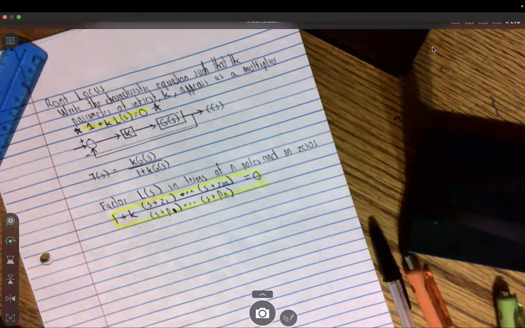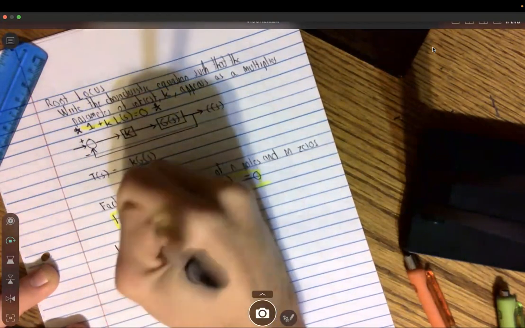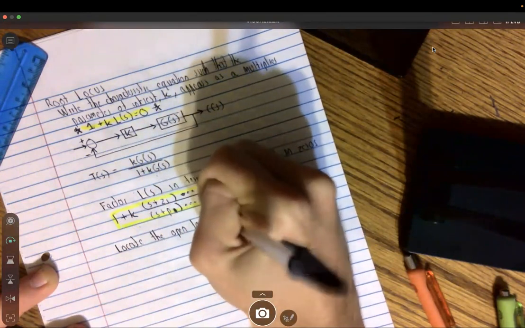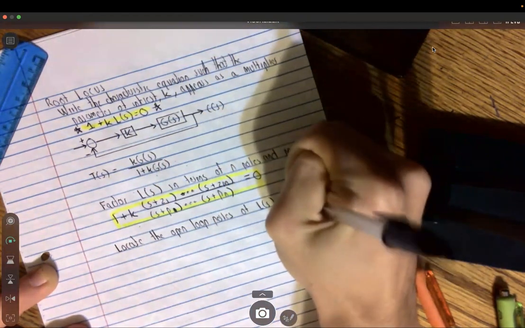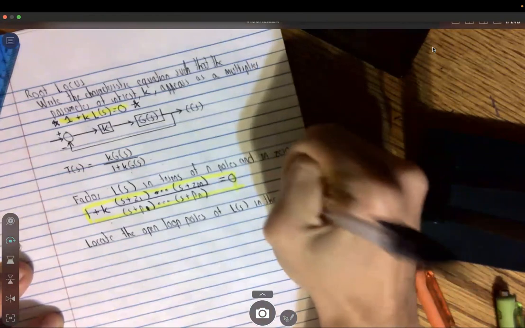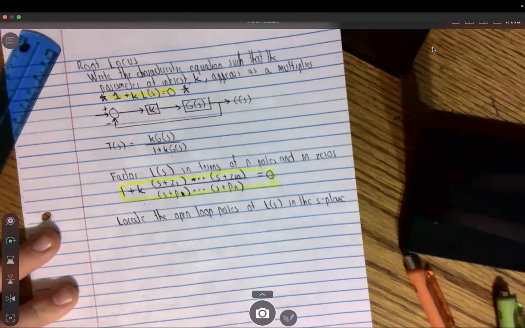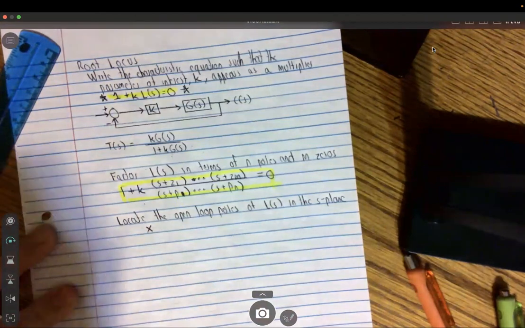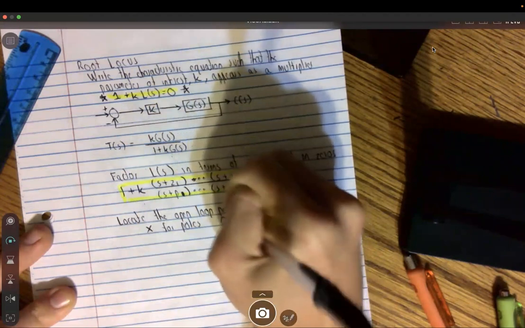And so after we do that, then you locate the open loop poles of L of s in the S-plane. And in order to determine the open loop poles of L of s in the S-plane, when you graph it, you use an X for poles, and you're going to use a circle for zeros.